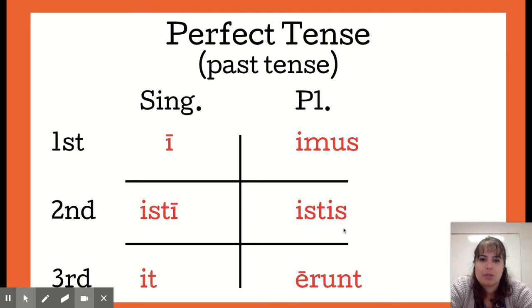And istis. These are pretty different from our other ones. So instead of just tis, it's istis specifically. So it's a bit longer. So i, isti, it, imus, istis, erunt. And again, knowing your perfect stems will help you, especially with that third person singular form. So just make sure you know your endings. You guys have been doing a pretty good job of recognizing tenses in your stories.